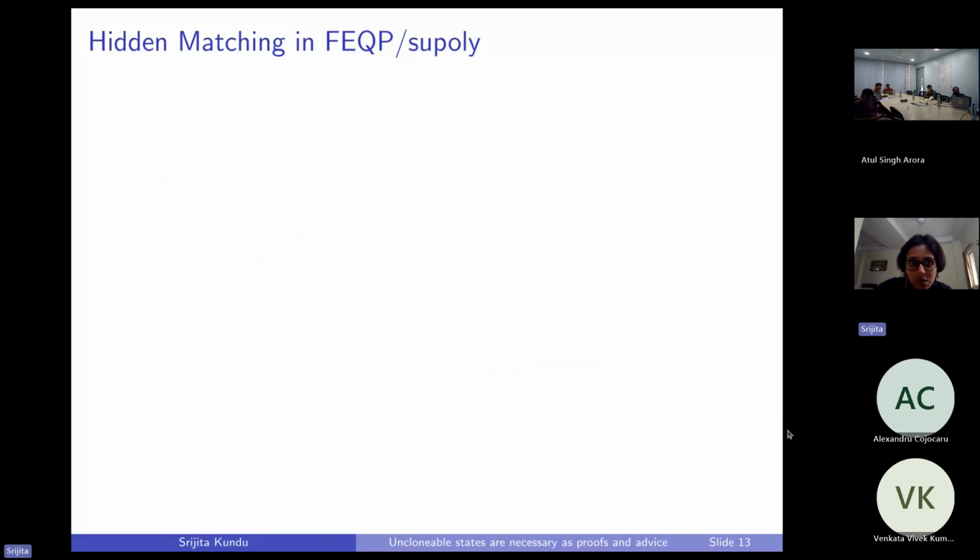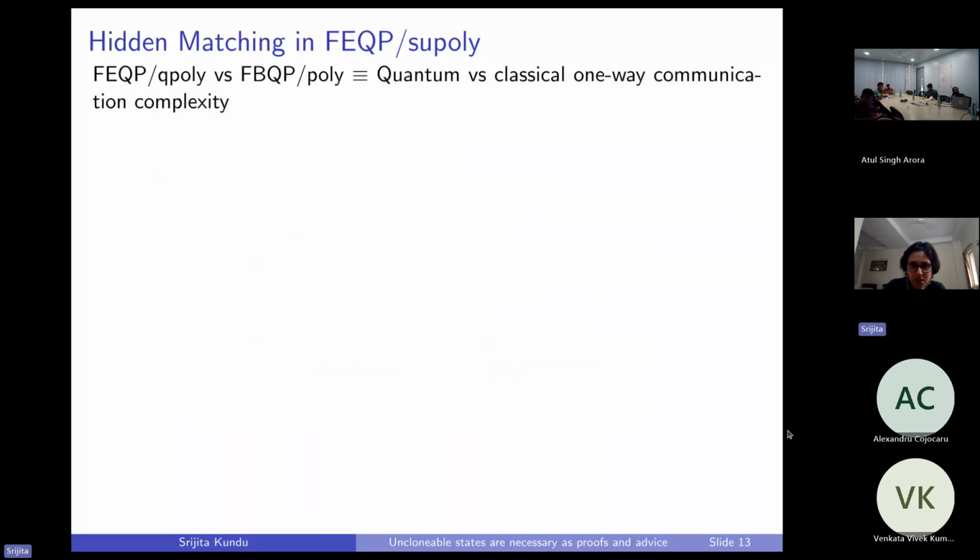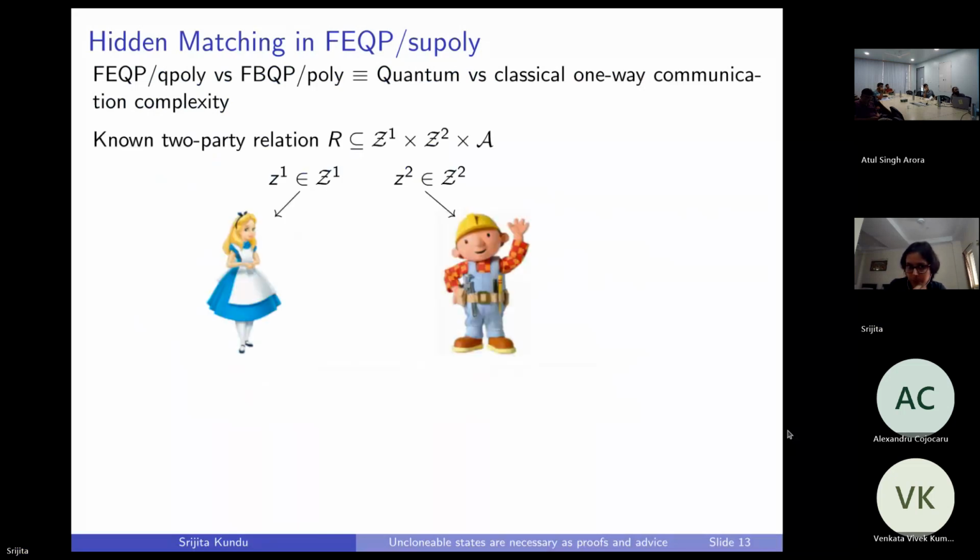So I'll talk about the proof of the hidden matching problem being an FEQP by SUPoly in more detail, because I think that's the more interesting proof. So let's first see how the FEQP by qpoly versus FBQP by poly separation works. This separation is essentially a separation between quantum and classical one-way communication complexity. So I'll talk about what the one-way communication complexity model is.